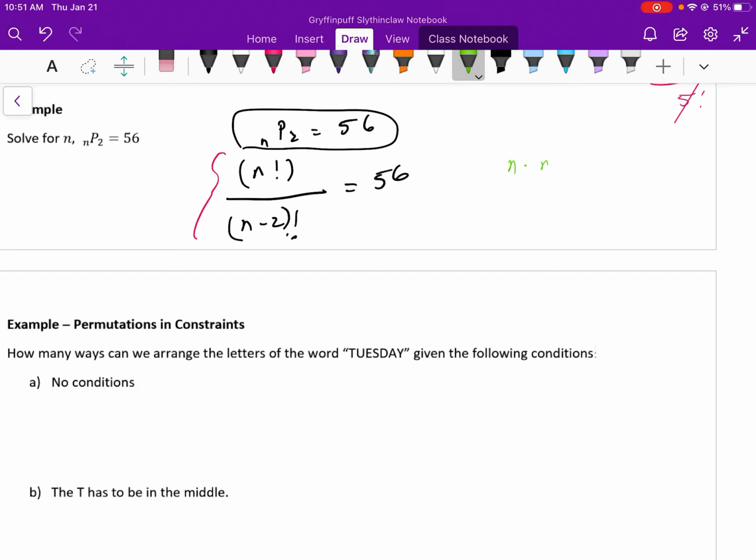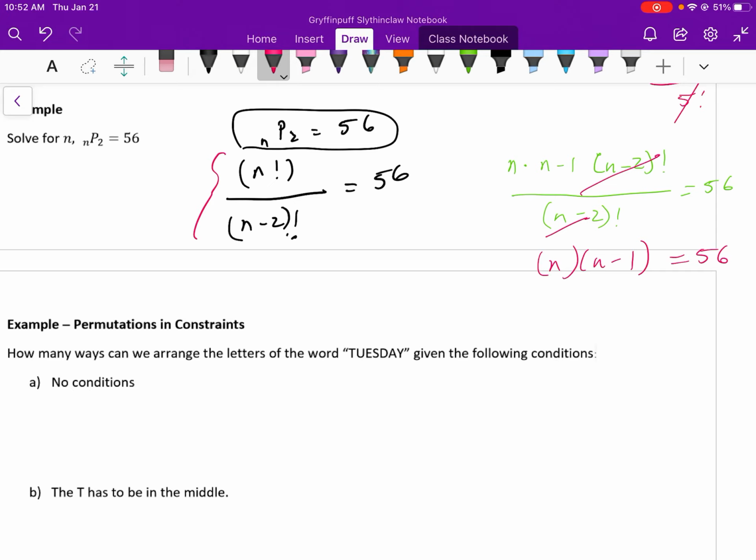Now, if I take this expression here and manipulate it, I could rewrite it as n times (n minus 1) times (n minus 2) factorial divided by (n minus 2) factorial, and that's going to be equal to 56. I'm going to cross off common factors. And what we notice is n times (n minus 1) is equal to 56.